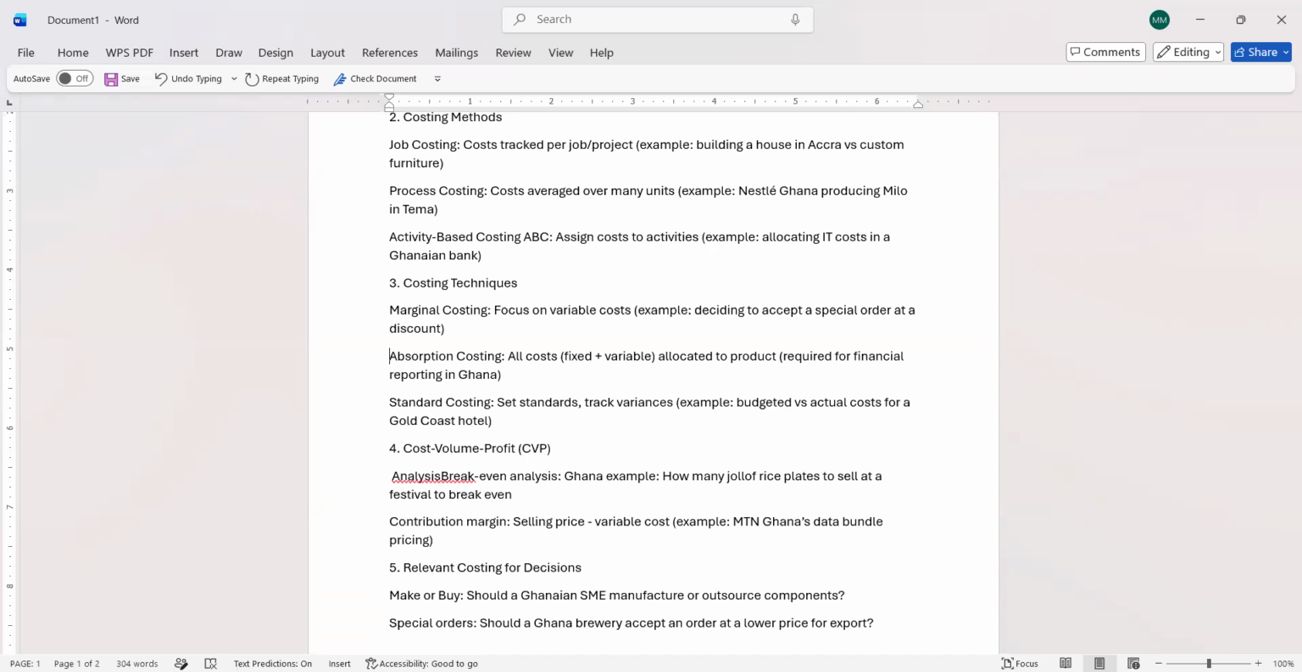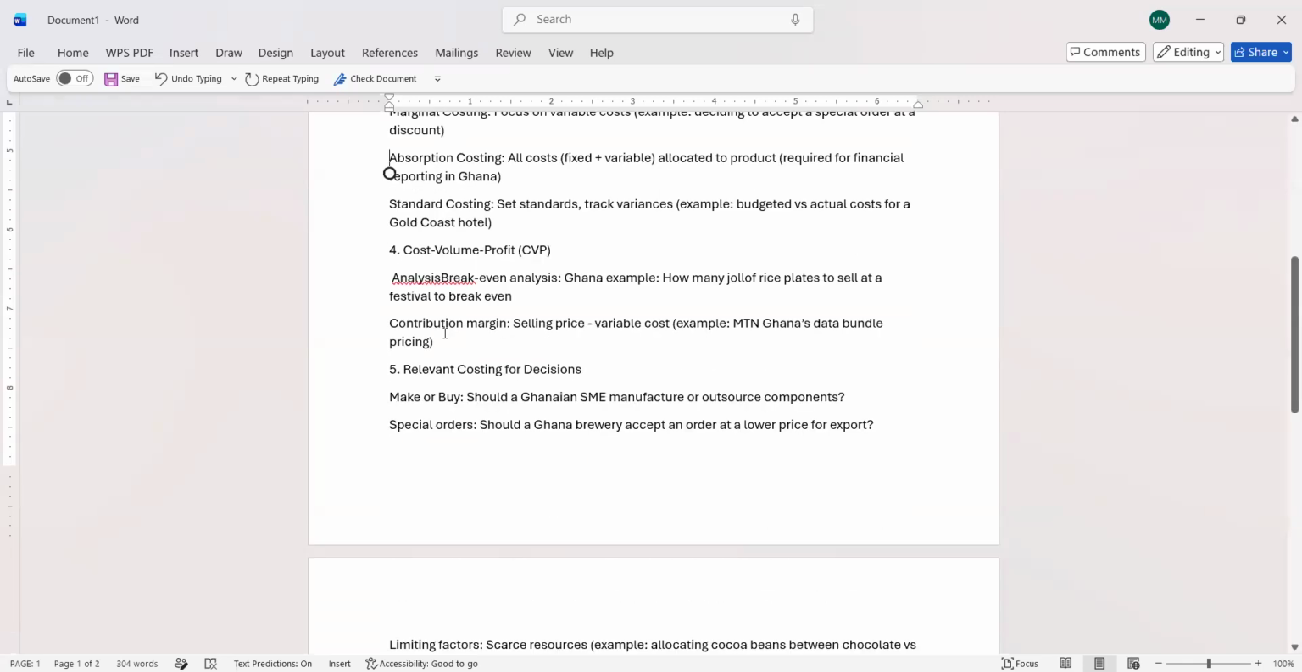We also talk about standard costing. What is standard costing? So all these three items are kinds of costing techniques we are going to consider: the marginal costing technique, absorption costing technique, and standard costing technique. They are very, very important.